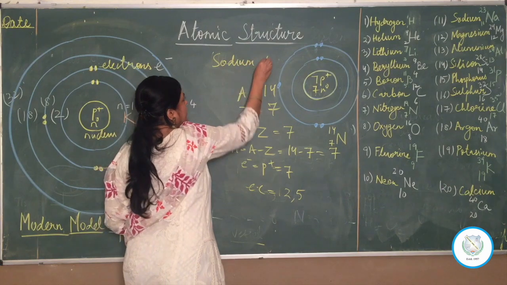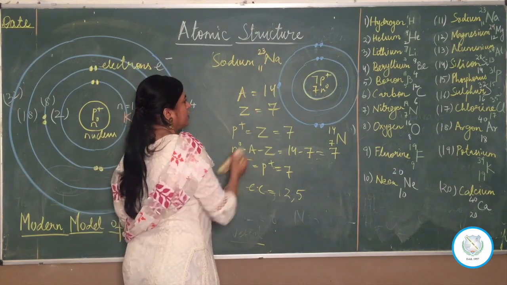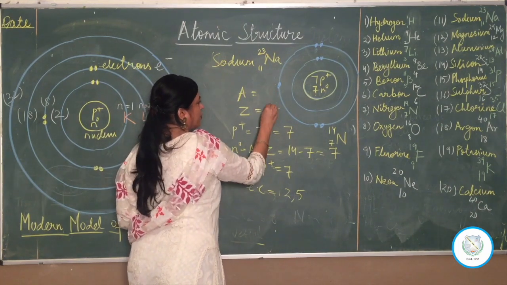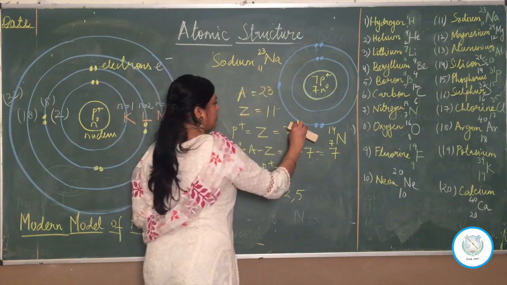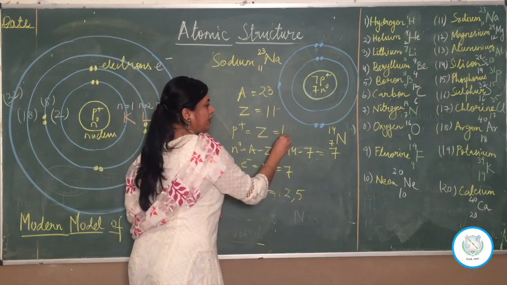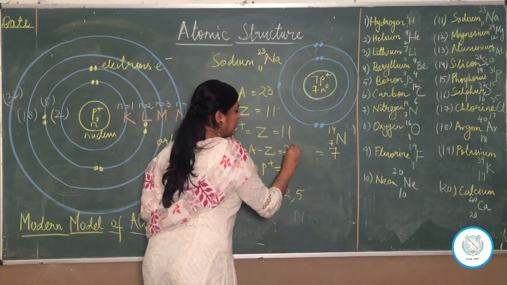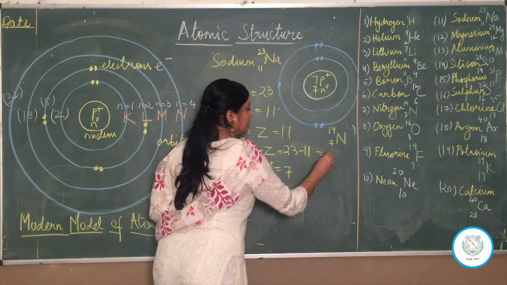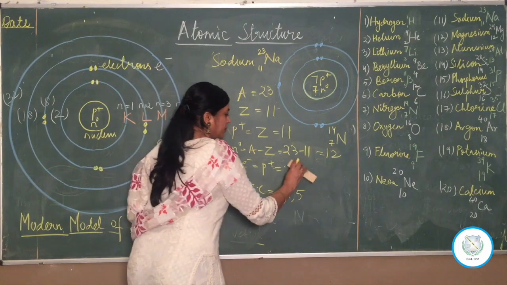First one, that is Na 23 11. So what is the atomic number and the mass number? Atomic number is 11 and mass number is 23. Protons would also be 11, neutrons would be 23 minus 11, and that is what? 12. 23 minus 11, that is 12.